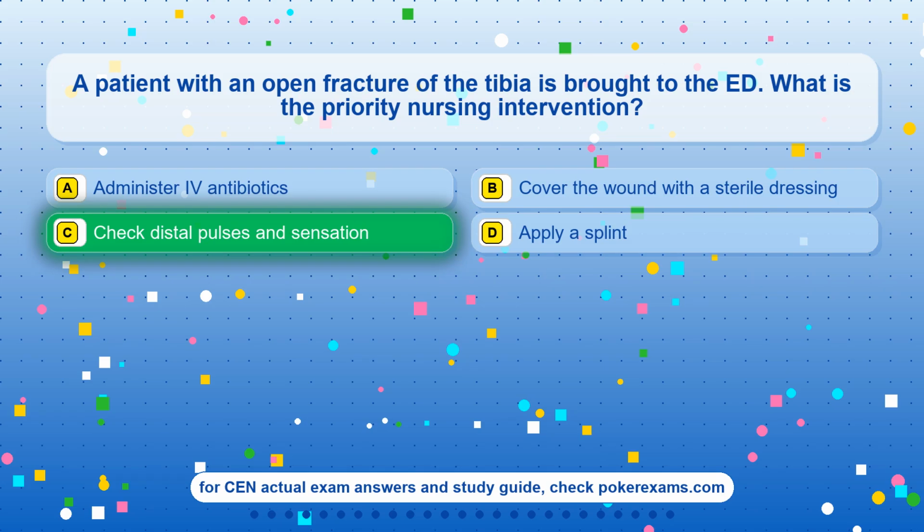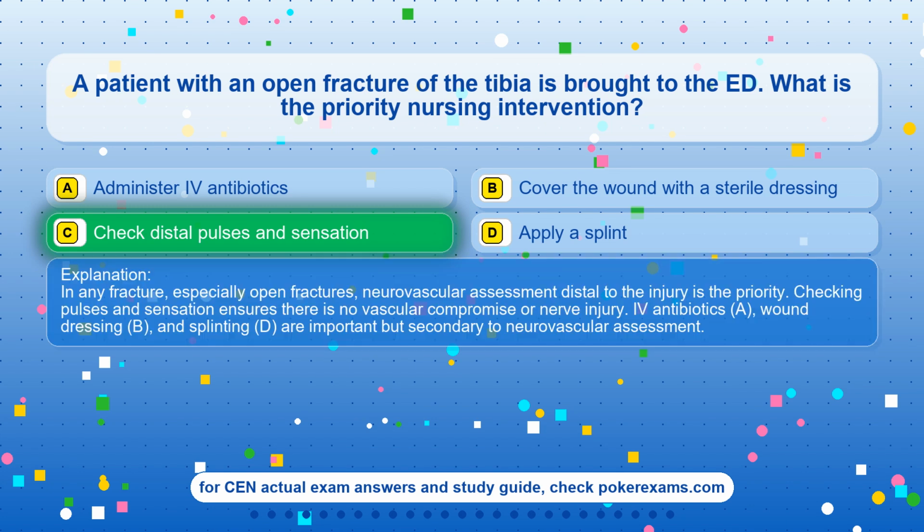The correct answer is option C. Check distal pulses and sensation. In any fracture, especially open fractures, neurovascular assessment distal to the injury is the priority. Checking pulses and sensation ensures there is no vascular compromise or nerve injury. Antibiotics, A, wound dressing, B, and splinting, D, are important but secondary to neurovascular assessment.